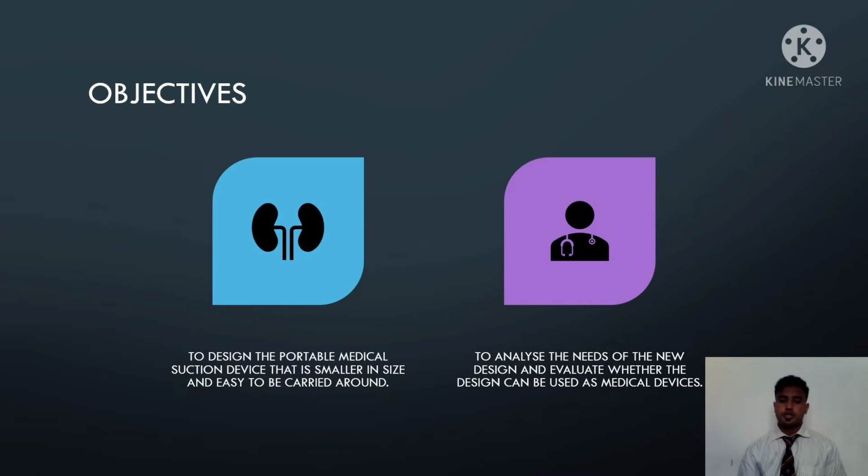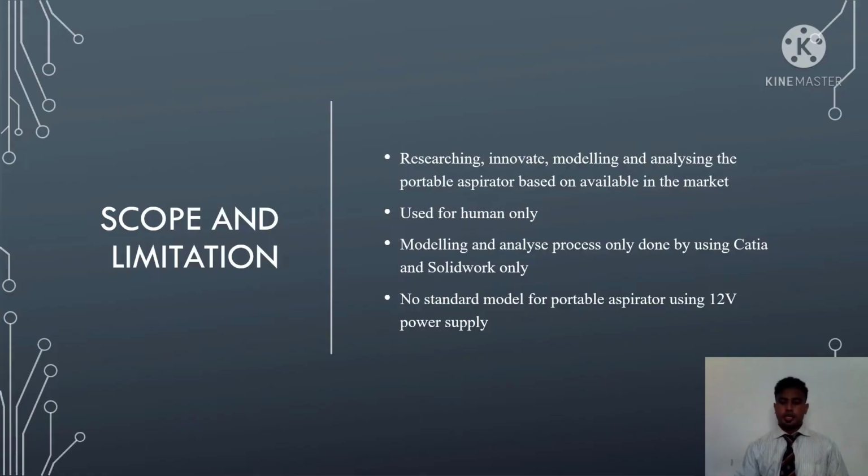For the objectives of this project, first, to design a portable medical suction device that is smaller in size and easy to carry around. Second, to analyze the needs of the new design and evaluate whether the design can be used as a medical device. Scope and limitation. The scope of this project involves researching, innovating, modeling, and analyzing the portable aspirators available on the market. The limitation of the project is that this device is for humans only. It cannot be used on animals and insects.